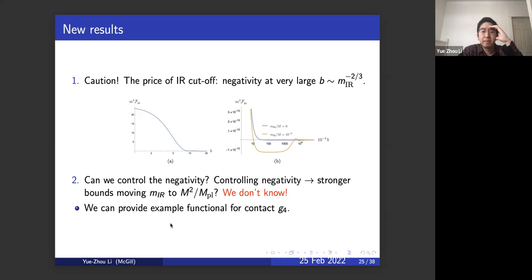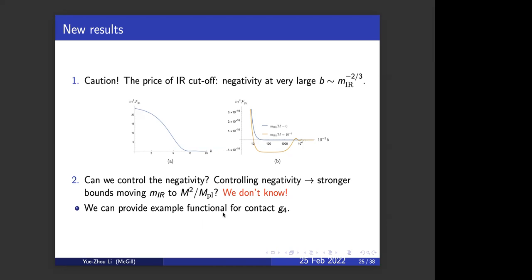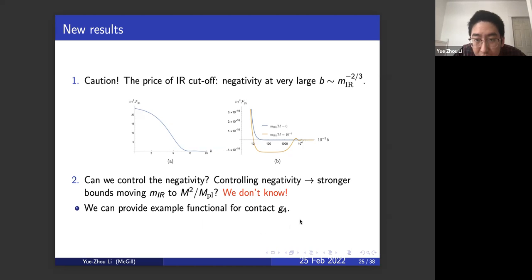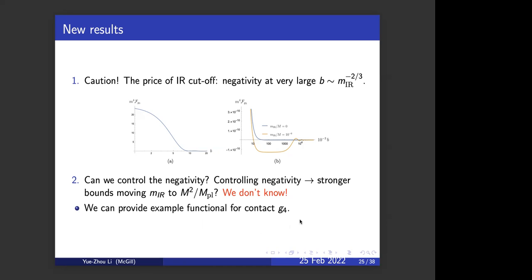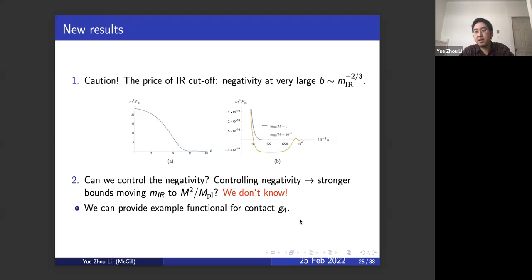We don't know. Do you suspect that this can be resolved entirely at the level of tree-level amplitudes, without considering loop effects, IR loop effects? Yeah, we don't actually expect that. To resolve this, for very large impact parameter where the negativity could appear, if we want to resolve this region, we have to go to something like the eikonal region.